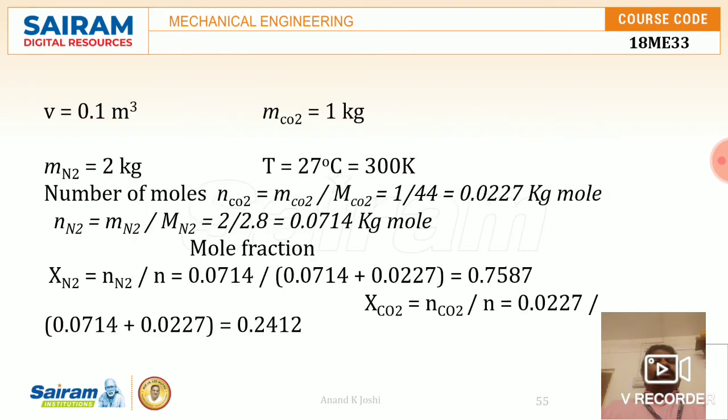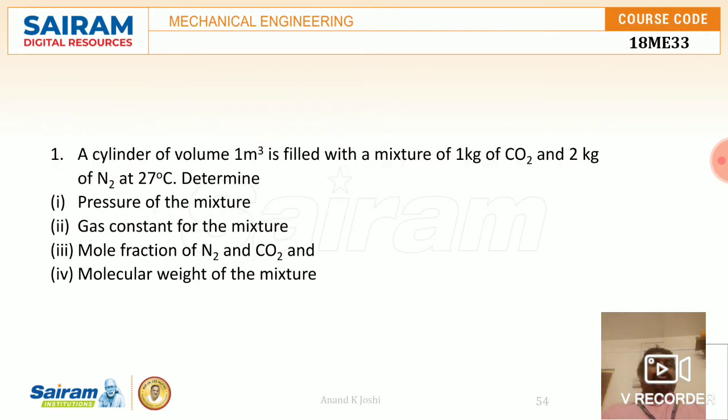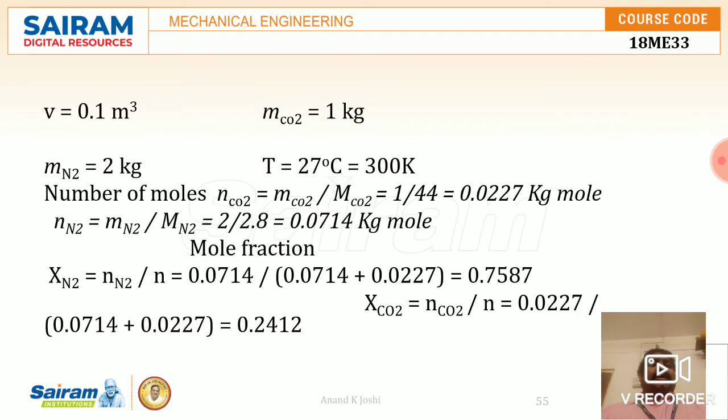Let us have a look at it. The given problem is a 1 meter cube mixture. The CO2 is 1 kg and N2 is 2 kg. The temperature is 27 degrees centigrade, but we have to add 273, then it becomes 300 Kelvin.